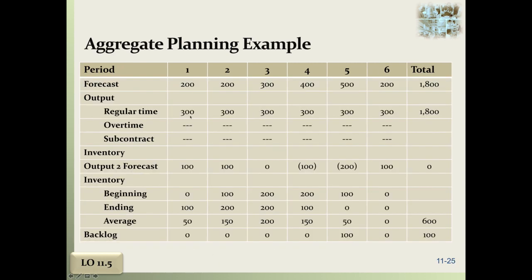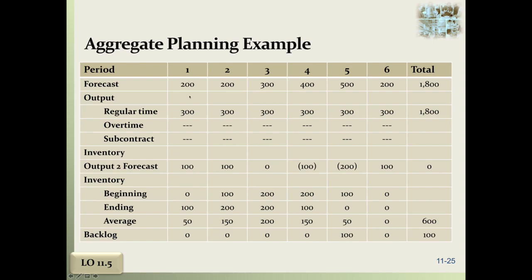So here's what that chart looks like. You can see right here the inventory starting is 0. Your regular time with all your employees working is a steady rate of 300 units of skateboards per period, for a total of 1,800. So you will get to 1,800 and match your forecast without any overtime or subcontract.